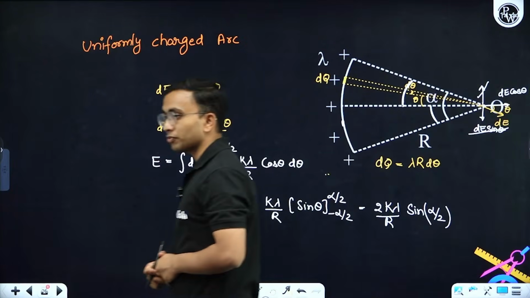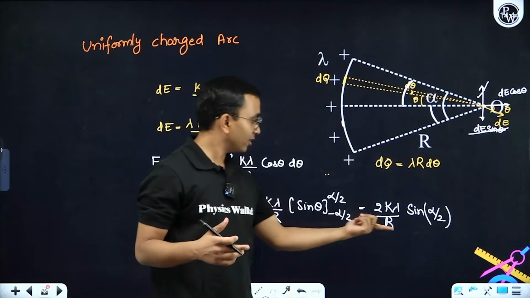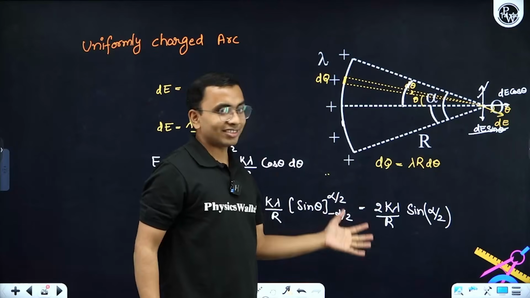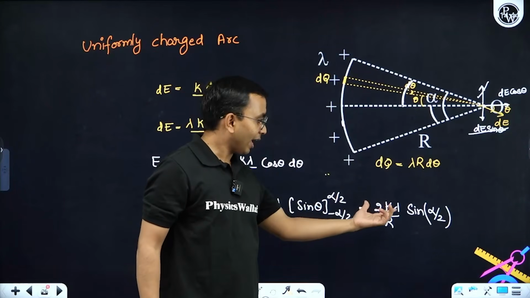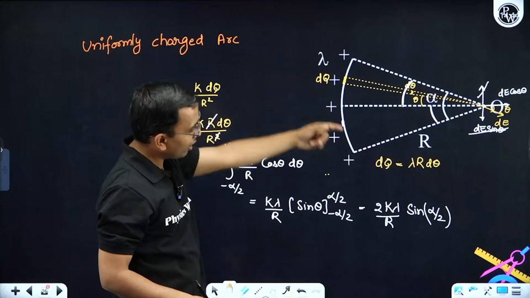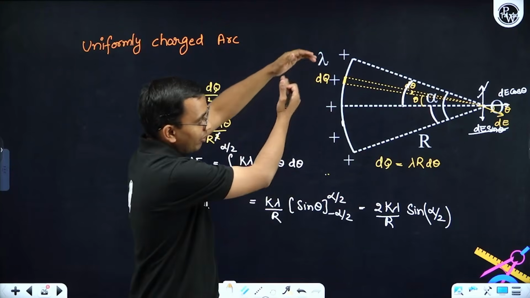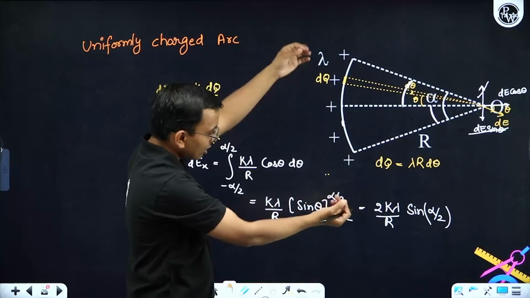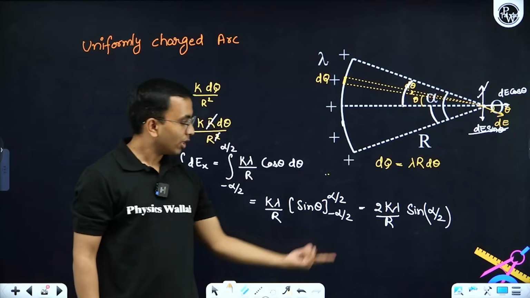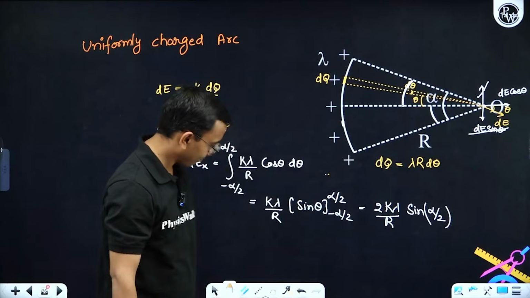Do we need to remember this formula? If it is possible, you can remember it. If it is not possible, then at least understand how to derive it. And if alpha becomes pi, then it will become a semicircular ring. So due to a semicircular ring, the field is 2k lambda by r. That you should remember.